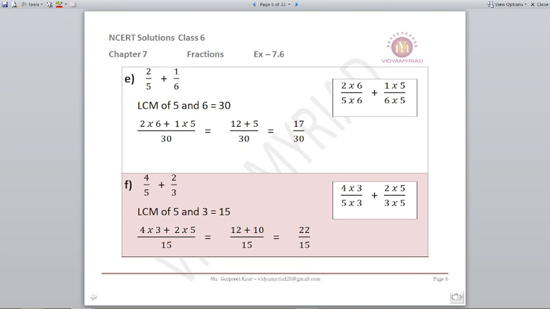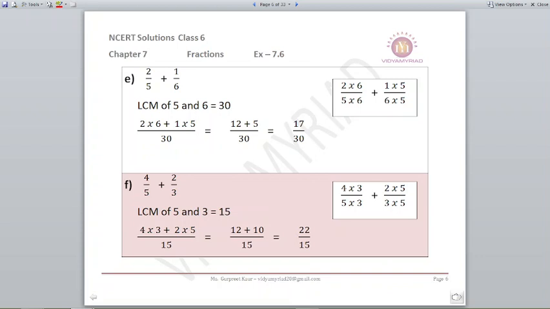2 upon 5 plus 1 upon 6. The LCM of 5 and 6 is 30. So we know 5 should be multiplied by 6 in the denominator to make it 30. So in the numerator it will be 2 multiplied by 6, plus 1 upon 6, 6 should be multiplied by 5 to make it 30. So in the numerator 1 will be multiplied by 5. So 2 into 6 is 12, 1 into 5 is 5, 12 plus 5 is 17. So your new fraction is 17 upon 30.